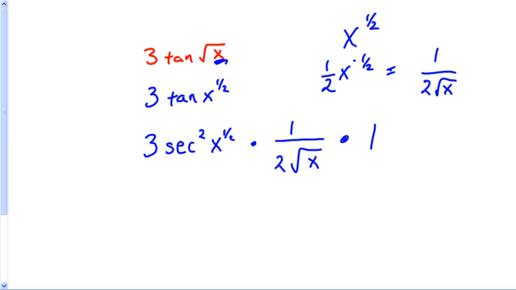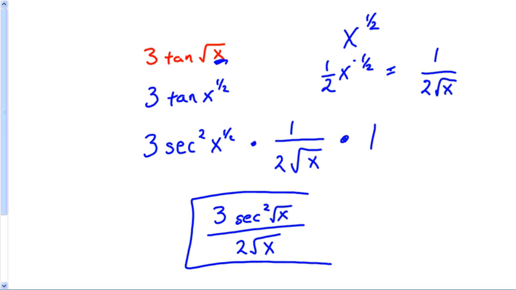So my final answer would be 3 secant square of the radical x over 2 radical x. It's ugly, but that is my answer.